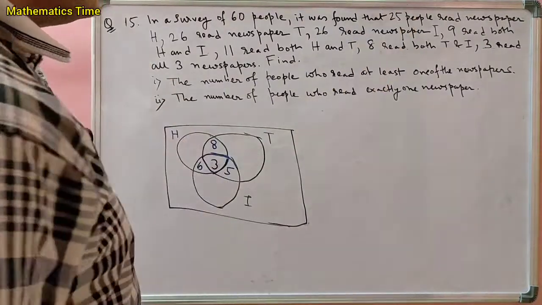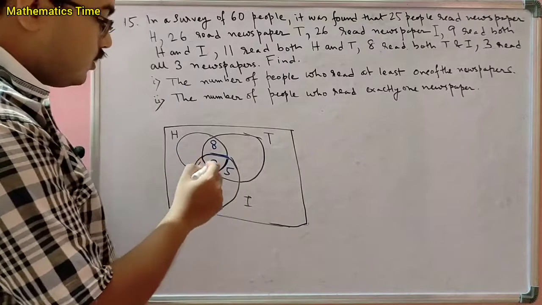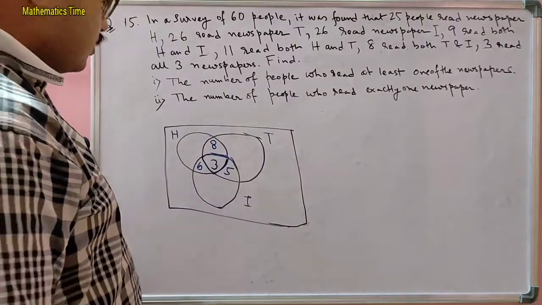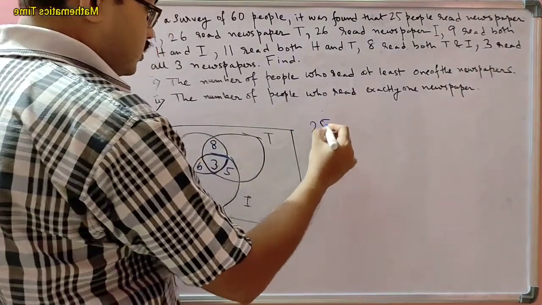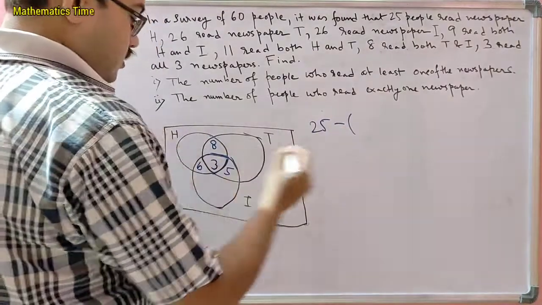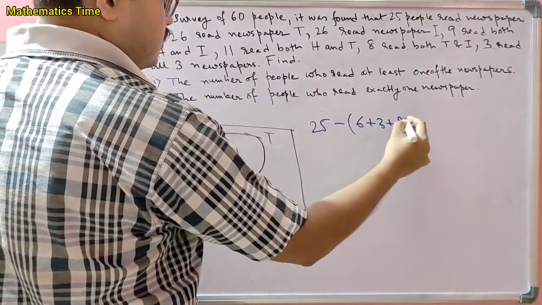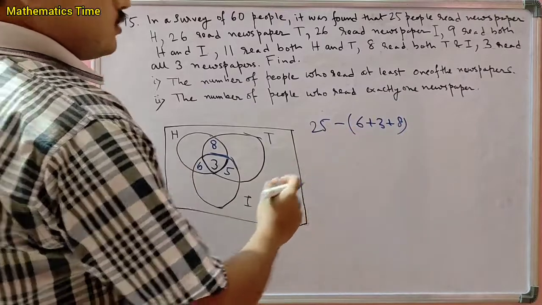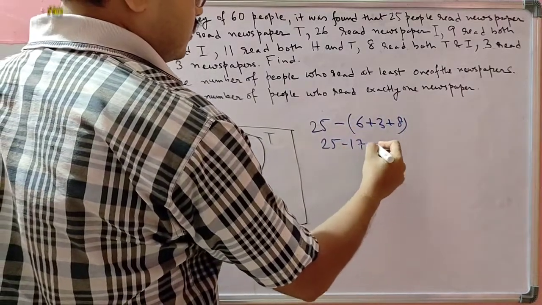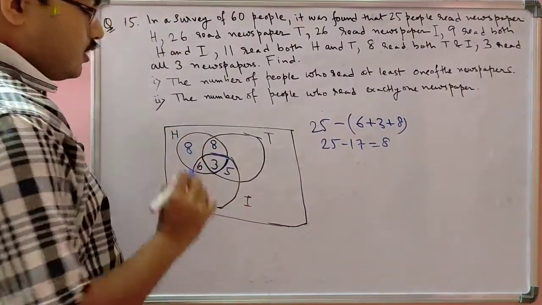25 people read newspaper H. So 25 will be reading the H newspaper. This will be 25 minus, here it is 6 plus 3 plus 8. Actually it will be 9 plus 8, which means 17. That means there will be 8 in here.